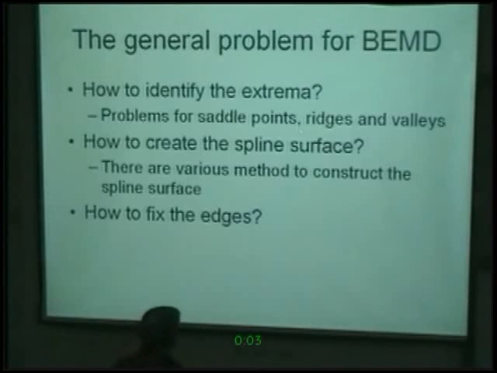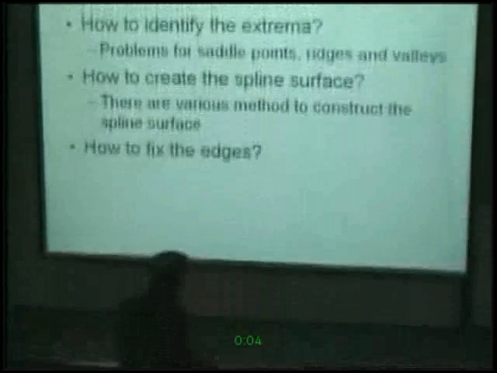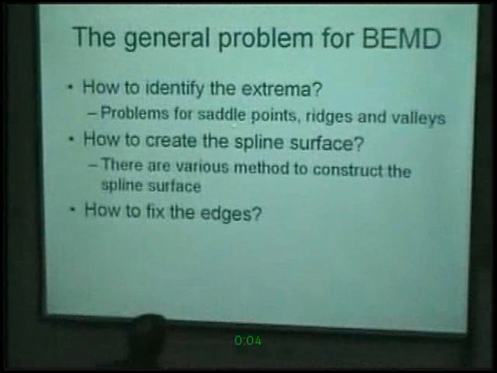Not only that, ridges and valleys are also a problem. A mountain ridge, of course, is obviously a maximum from one side, but it's not a maximum along the ridge. Along the ridge, a certain point is higher than this particular point. So even identifying extrema presents a problem.